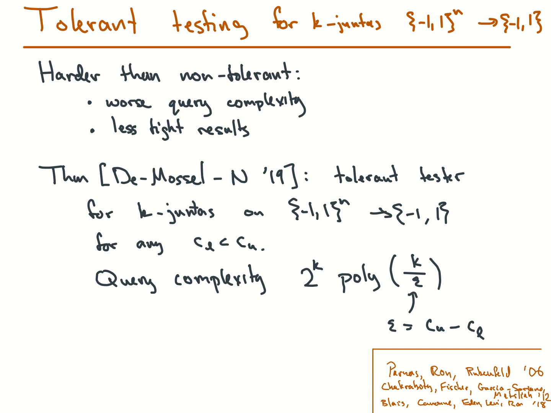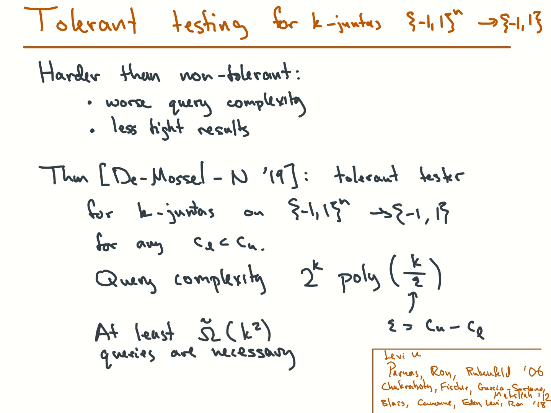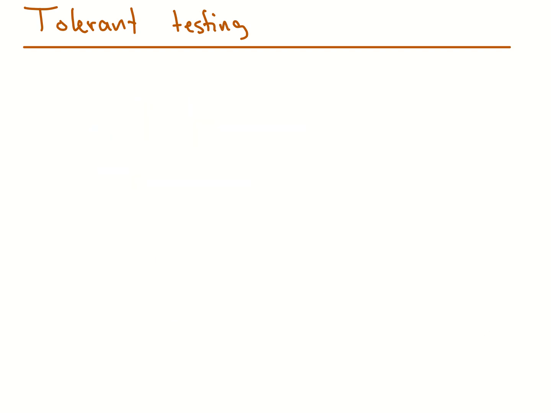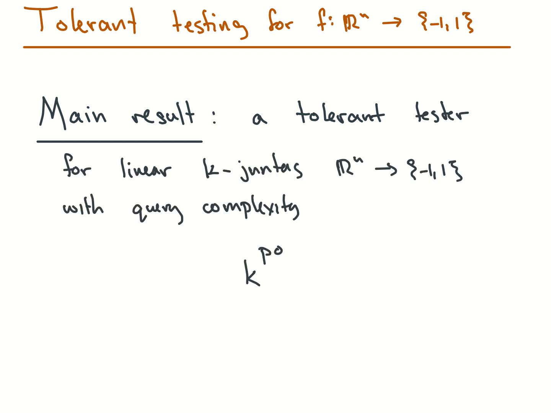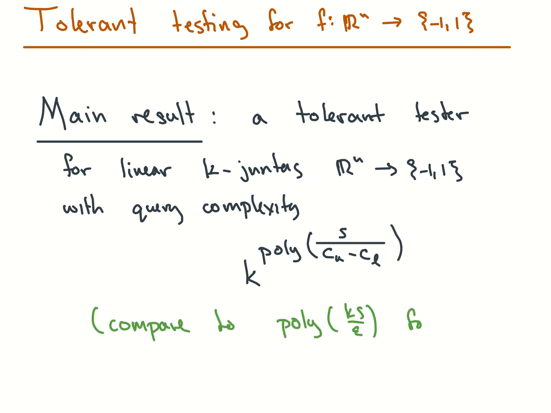So that's what I meant when I said that the known algorithms for tolerant testing are worse than those for non-tolerant testing. On the other hand, we have no idea whether this exponential dependence on k is necessary. The best known lower bound is order of k squared, and that's what I meant when I said that the known results for tolerant testing aren't very tight. But anyway, the main result in this work is a tolerant tester for linear k-juntas with query complexity k to the polynomial s over cu minus cl. We don't know how sharp this is, and as you can see, it's much worse than the non-tolerant case, but nevertheless, it's independent of n.